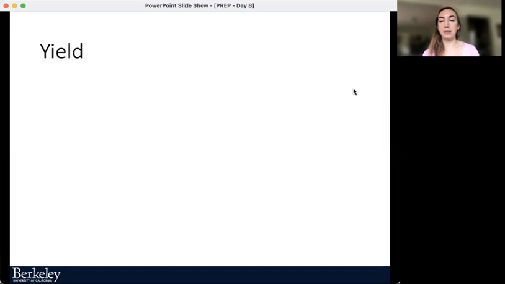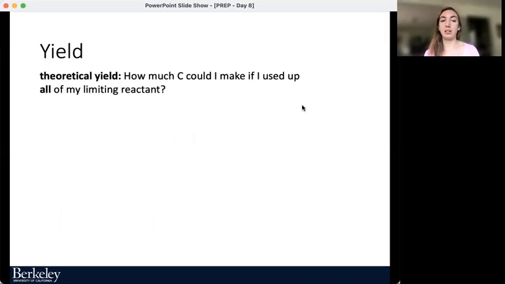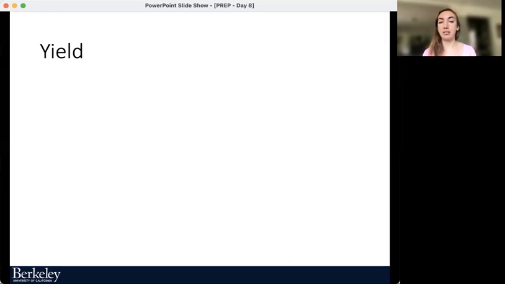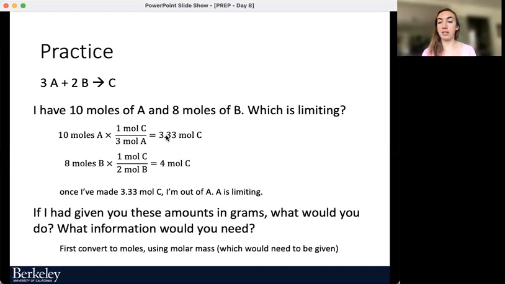So the last concept I want to talk about today is what's called yield. So there are a few different kinds of yield. The theoretical yield is the best that I could possibly do. If I used up absolutely all of my limiting reactant, how much C could I make? And so from our previous slide, that is 3.33. If I used up all of my limiting reactant, which is A, I can make 3.33 moles of C. That's the best I could possibly do.